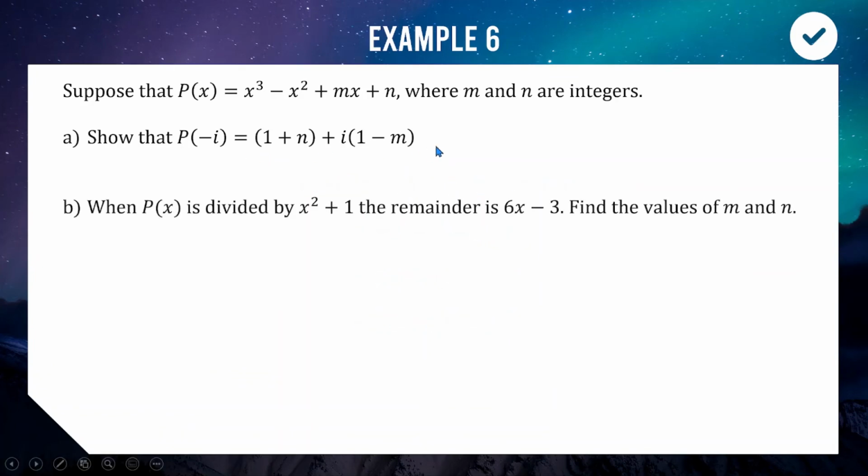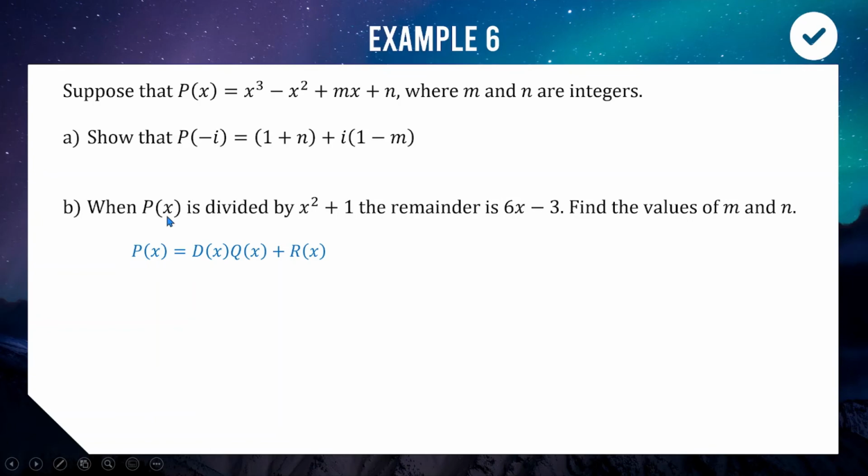All right, now for part B. When p of x is divided by x squared plus 1, the remainder is 6x minus 3. Find the values of m and n. Okay, whenever I see a question talking about divisors and remainders, my first thought goes to the form of a polynomial that we look at in extension 1, which looks like this. If you've seen this before, hopefully this will make some sense, but we have a polynomial equal to dividing by something multiplied by the quotient, which is the result of the division, and then plus a remainder. So this is kind of like 11 equals 5 times 2 plus 1, to make it real simple.